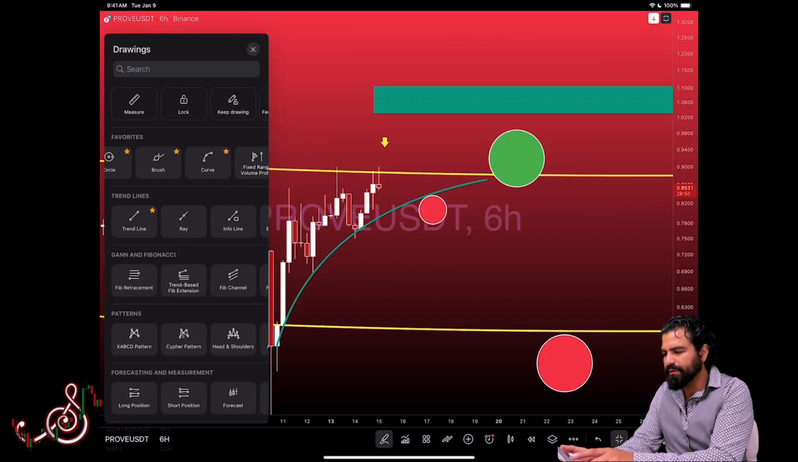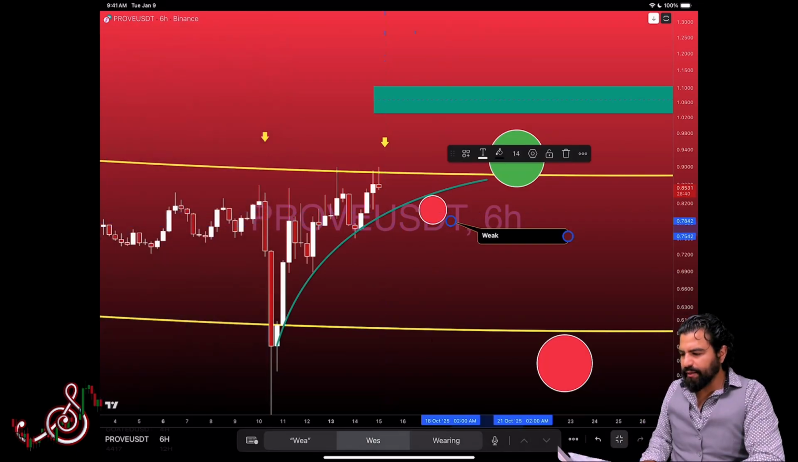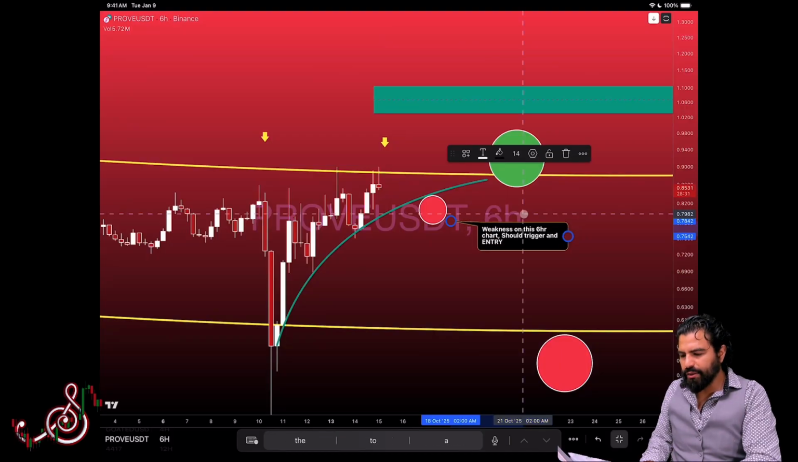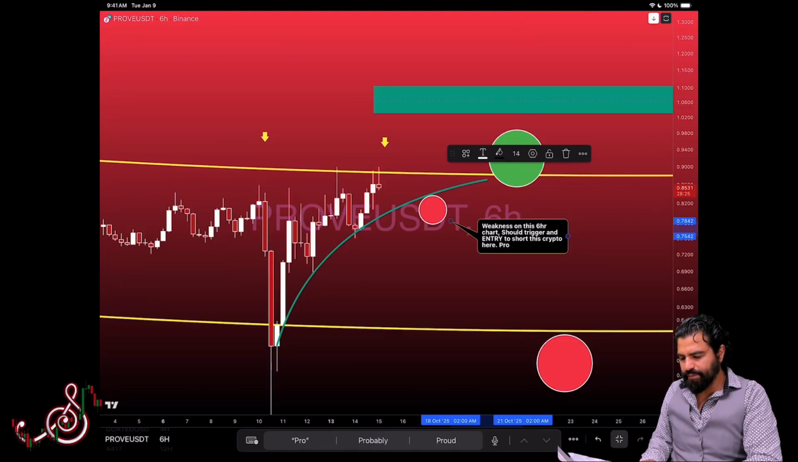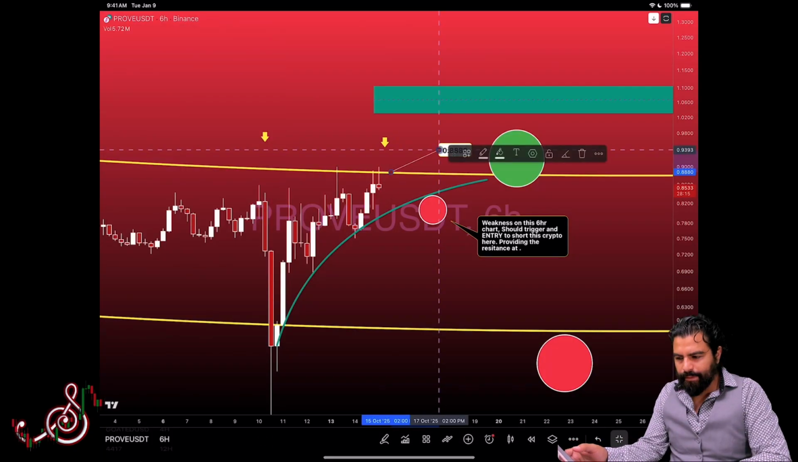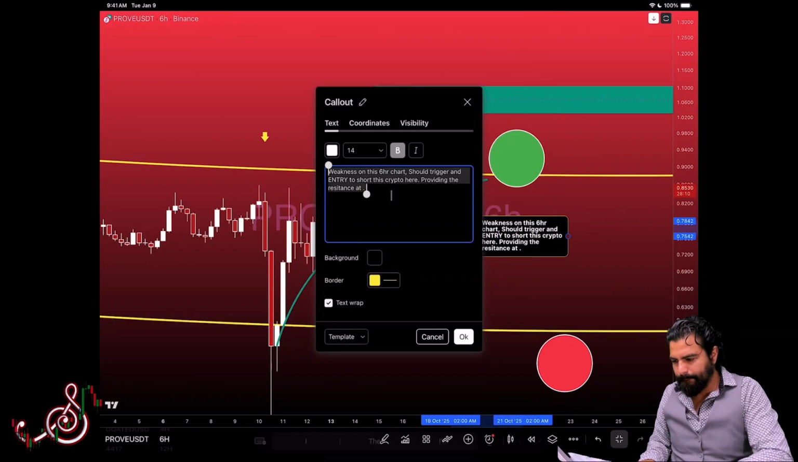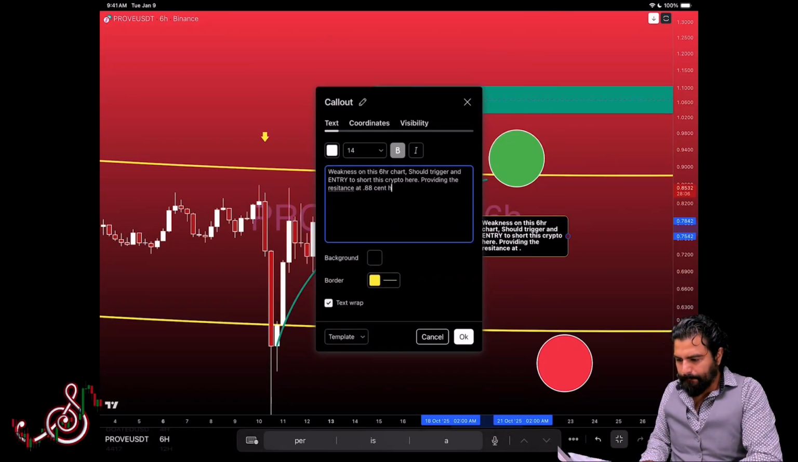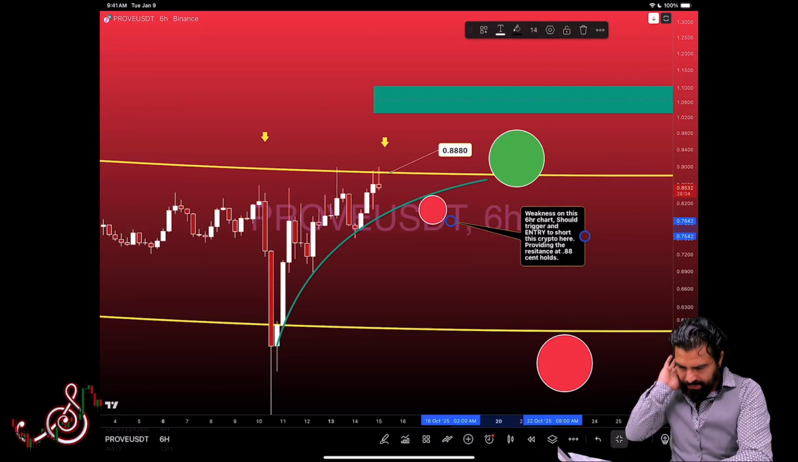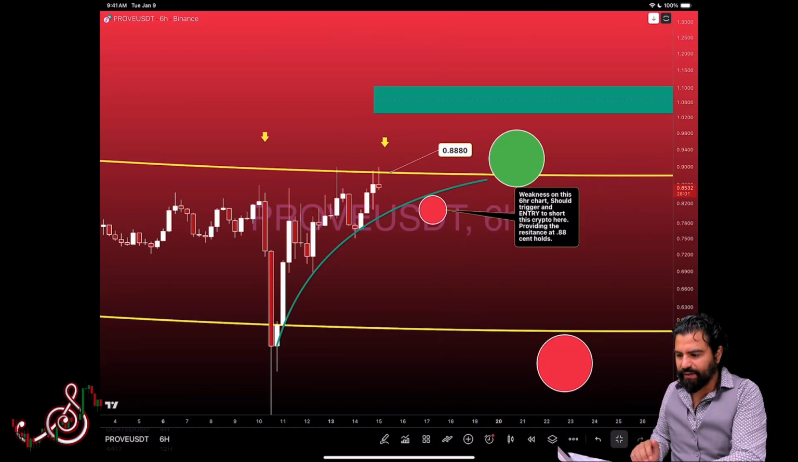I'm going to put a little call out so you guys can watch it this week to see if you get a trade. All right, I like it. Weakness on this 6-hour chart should trigger an entry to short this crypto here, provided the resistance at, and I'm going to give you the number, 88 cents, holds. Okay, so if you guys are looking for some fun stuff to do this week, this might be something you're going to be looking for.